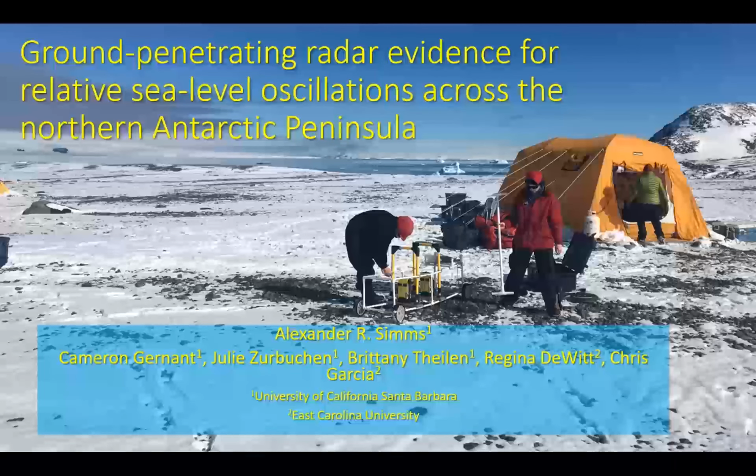I'm going to be talking about a very different time scale, the Holocene, last glacial maximum to the present, compared to a couple of the other talks we've heard already. Before I get started, I'd like to acknowledge a couple co-authors on this, a couple former students, Cameron, Julie, and Brittany, as well as a colleague at East Carolina, Regina DeWitt, and her PhD student, Chris Garcia.